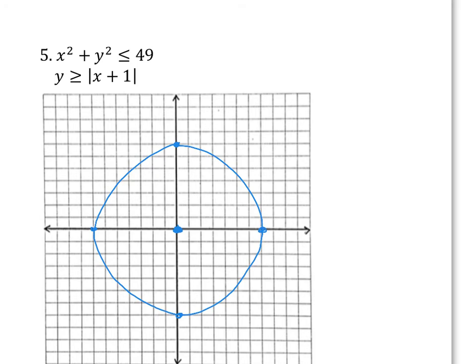Alright, and now we have to review how to graph an absolute value. So absolute value graphs look like these. So this absolute value graph has a vertex at -1, 0. So we do the opposite of what we see on the inside. And then there's nothing here, so there's a 0 there. So -1, 0. And in front of the absolute value, there's a 1, so it has a slope of 1. So we go up 1 as we go to the right. But because it's absolute value, we also go up 1 as we go to the left.